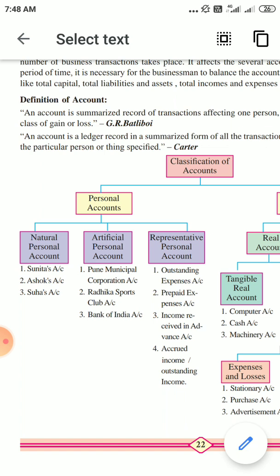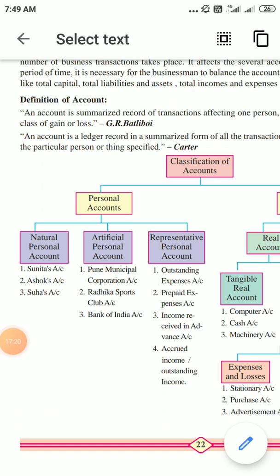नेक्स्ट इज आर्टिफिशियल पर्सनल अकाउंट. आर्टिफिशियल मतलब दे आर क्रिएटेड बाय लॉ. ओके, पर्सन इज क्रिएटेड बाय लॉ. For example, Pune Municipal Corporation, that is also a personal account. Then you have Radhika Sports Club, that is also a personal account. All the banks account, that is State Bank of India, Bank of Maharashtra, Bank of Baroda, HDFC Bank. These all are also personal account, but it will come under the classification of artificial personal account.